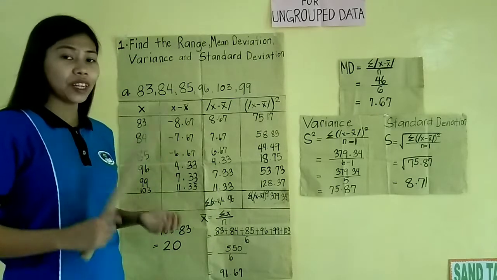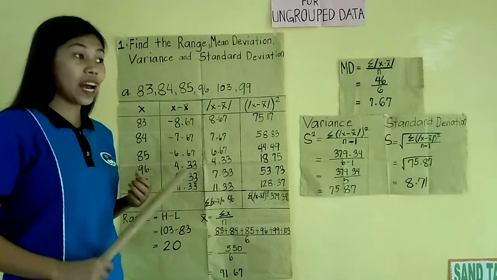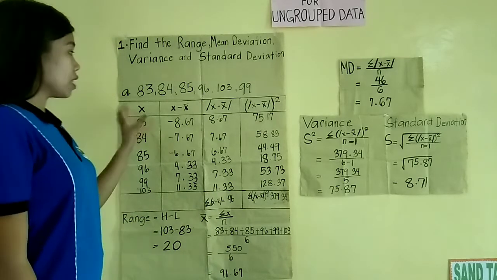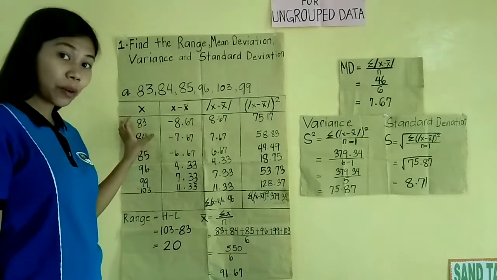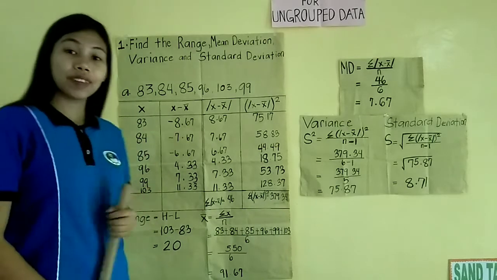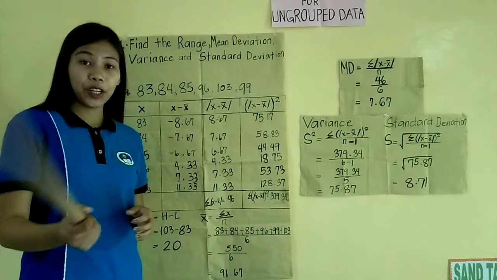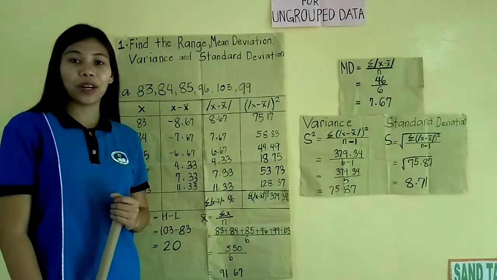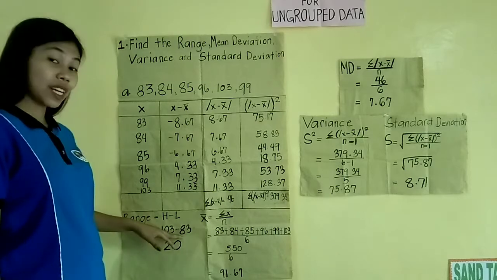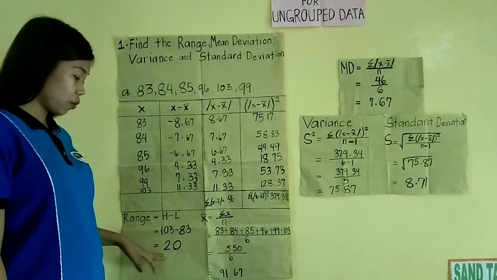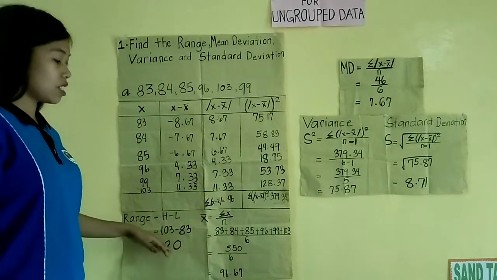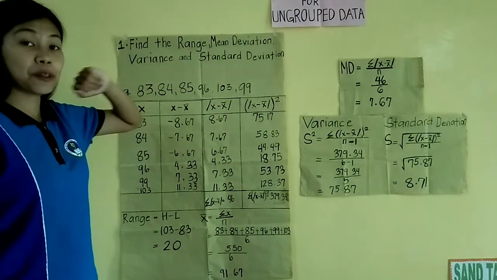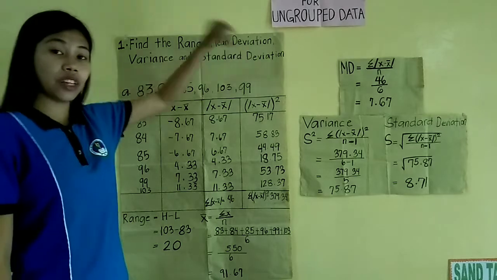So, what is the formula in finding the range? Simply, highest score less lowest score. So, in this data, what is our highest score and what is the lowest score? Yes? Very good. 103 is our highest score and 83 is our lowest score. So, 103 minus 83 is equal to 20. So, our range is 20. Now, we are done with our range. Let's proceed to get our mean deviation.